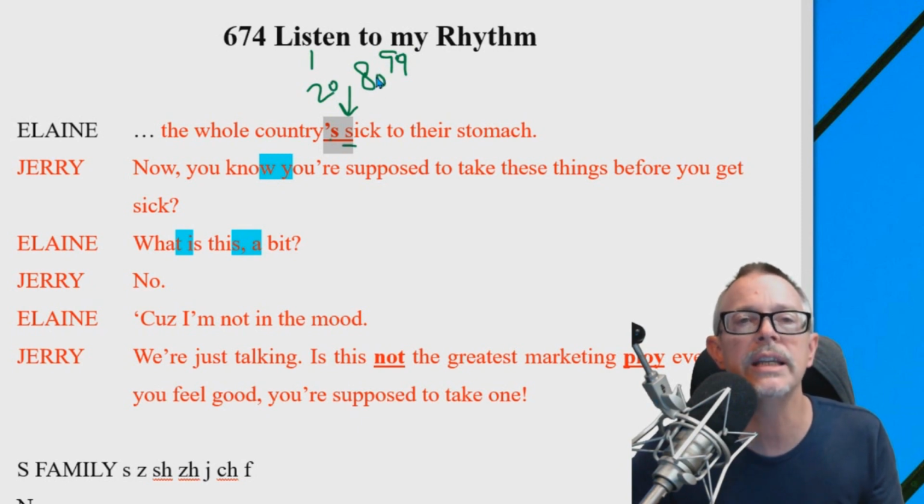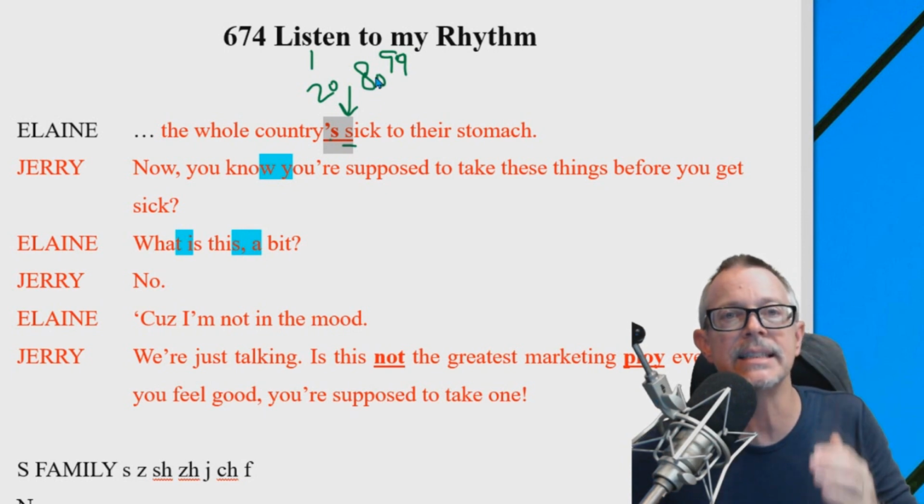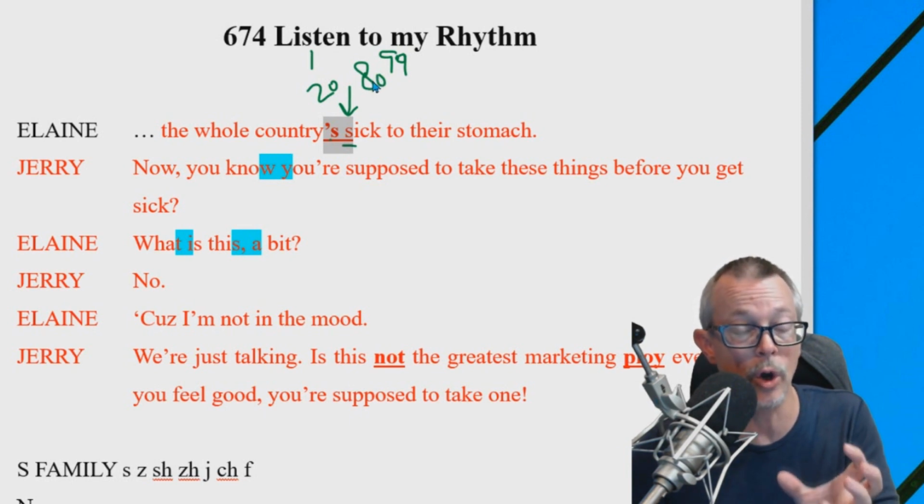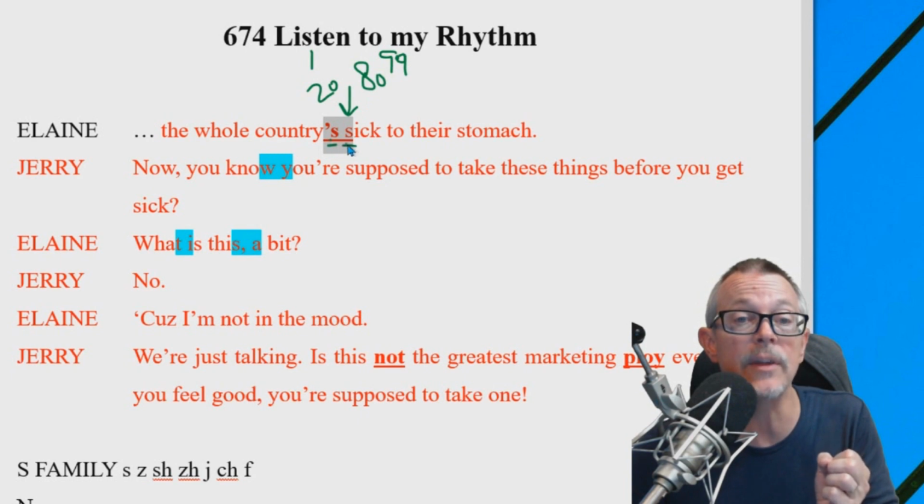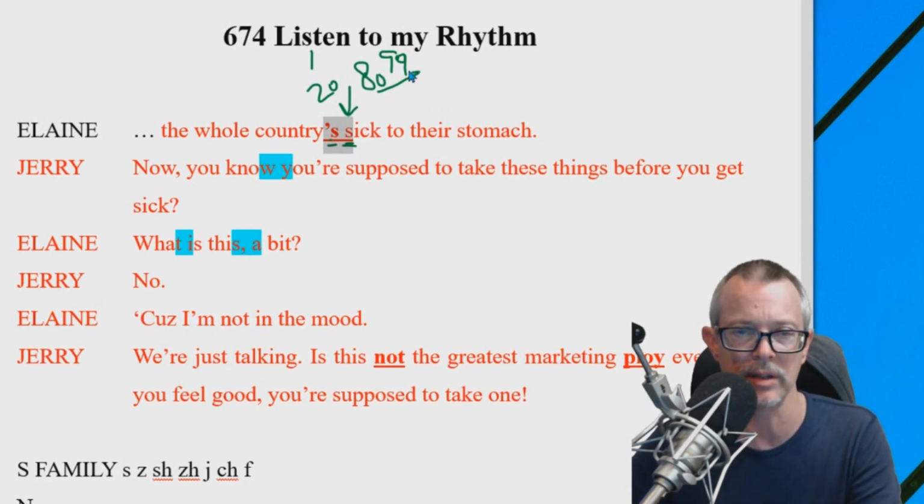So country's sick. Country's sick. Country's sick. The faster we go, the smaller the Z, the bigger the S. It can go all the way up to 99. The whole country's sick to their stomach. The whole country's sick to their stomach. Do we say to? Almost always we say t. The whole country's sick to their stomach. Sick to their stomach.